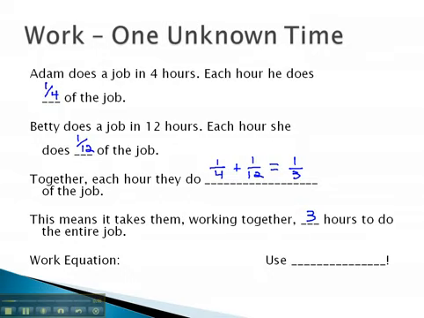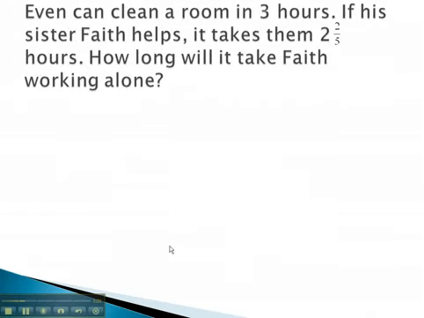We use this idea to come up with our work equation. Our work equation will always be the reciprocal of the first person's time plus the reciprocal of the second person's time equals the reciprocal of the teamwork time. The key to setting this up is to always use reciprocals to get our per hour output. Let's take a look at some problems where we can use this work equation in order to solve.